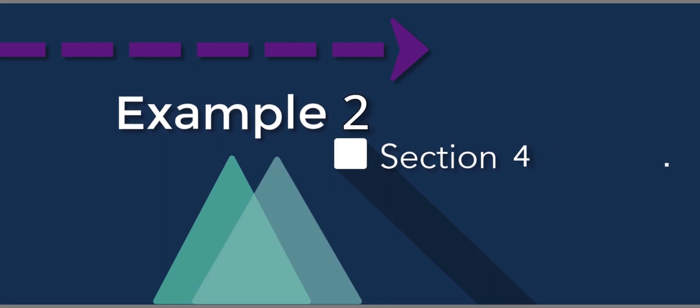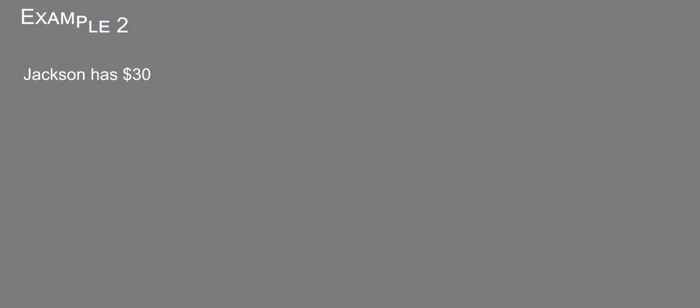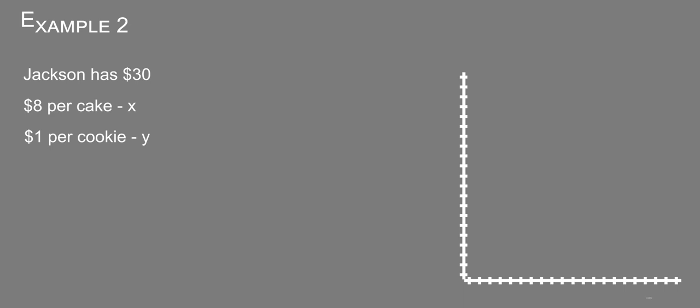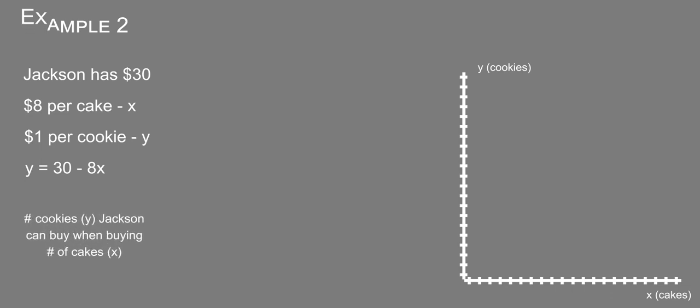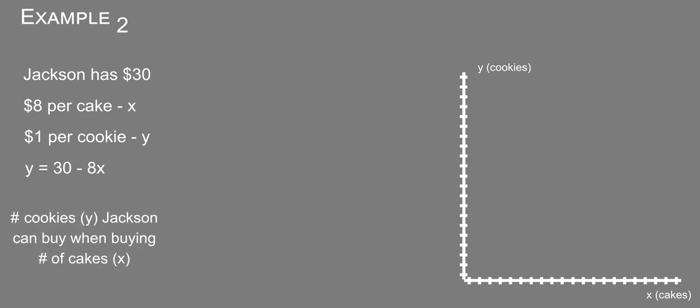Example 2, we're told that Jackson has $30 and that a bakery has cakes for $8 each and cookies for $1 each. We're letting x equal the number of cakes and y equal the number of cookies. And the function y equals 30 minus 8x, that's how many cookies y Jackson can purchase when buying a certain number of cakes x. So we'll go ahead and make our function table.